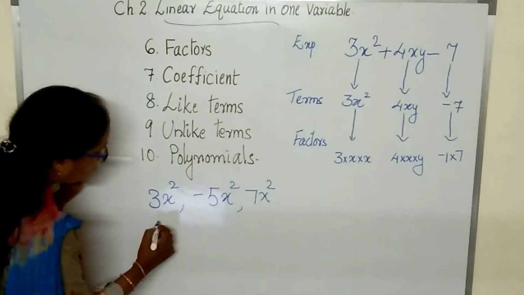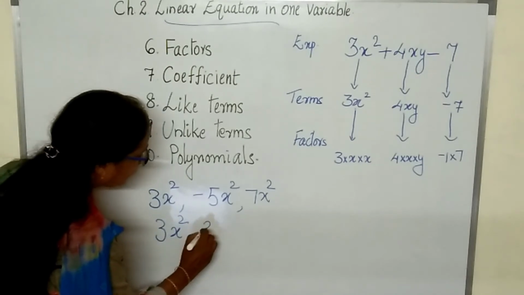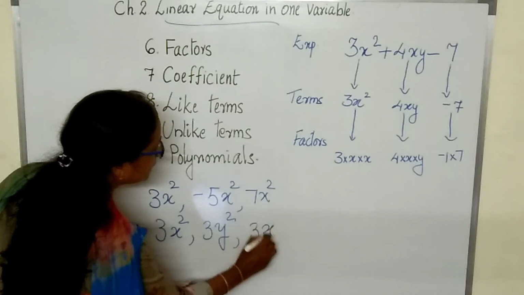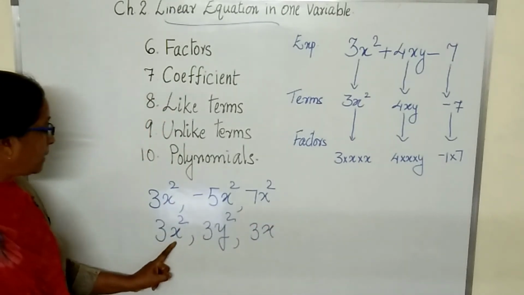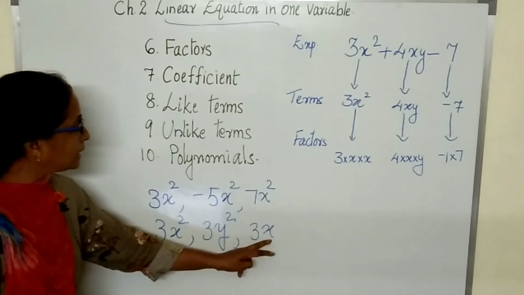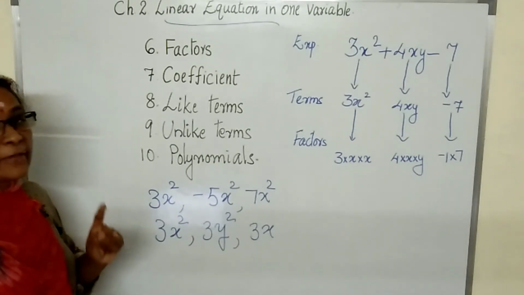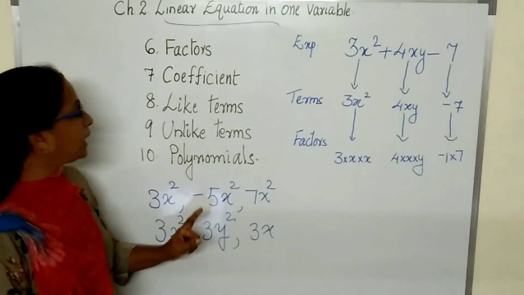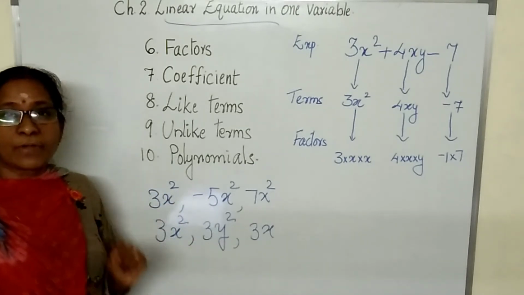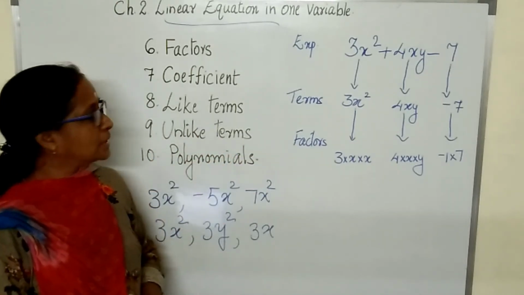And if you have the terms like 3x square, 3y square, 3x. Here the variable is x square. Here the variable factor is y square. And here the variable factor is x. All of them are different. That is, if the terms have different variable parts, different variable factors, then they are called unlike terms.